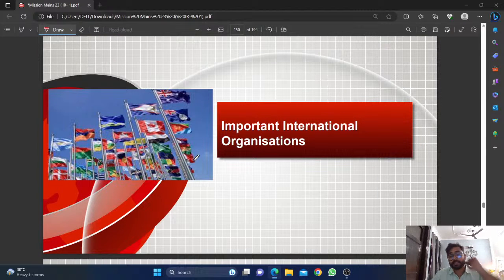Now guys, we are moving on to an important discussion on important international organizations. We are moving into the third aspect of international relations, the third topic: important international organizations and their policies, and how those policies impact India. So this is the last IR class.